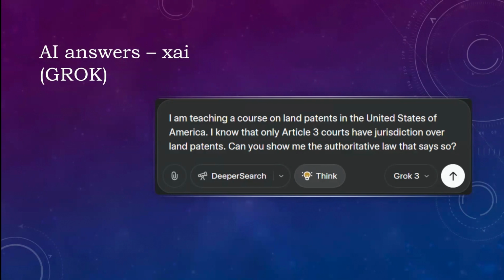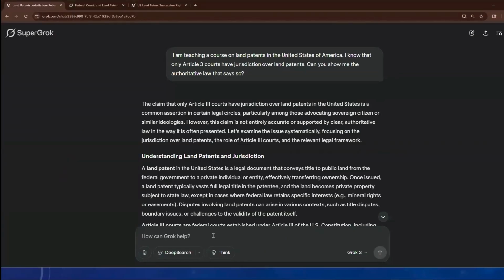Here's a prompt I gave it. I'm teaching a course on land patents in the United States of America. I know that only Article 3 courts have jurisdiction over land patents. Can you show me the authoritative law that says so? And here's the result. The claim that only Article 3 courts have jurisdiction over land patents in the United States is a common assertion in certain legal circles, particularly among those advocating sovereign citizen or similar ideologies. However, this claim is not entirely accurate or supported by clear authoritative law in the way it is often presented.